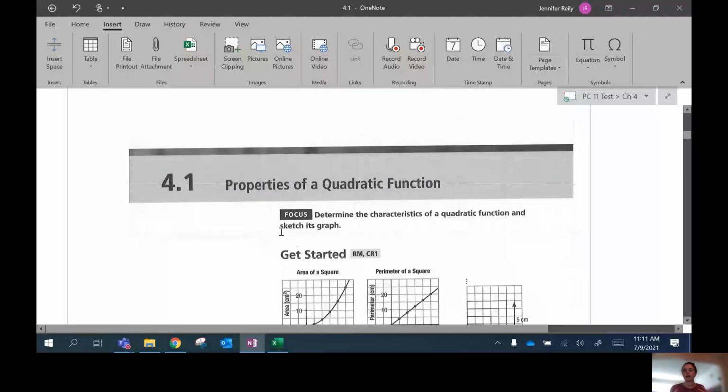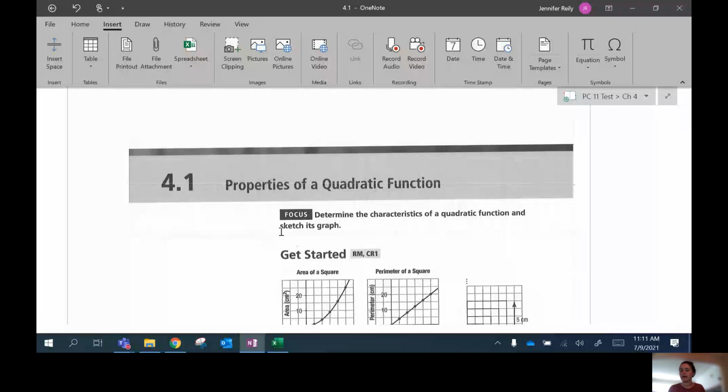This is all about something called quadratic functions. And so in 4.1, we're going to be learning about what a quadratic function is, and then a whole bunch of different keywords and terms we're going to be using throughout the unit to describe these types of functions.